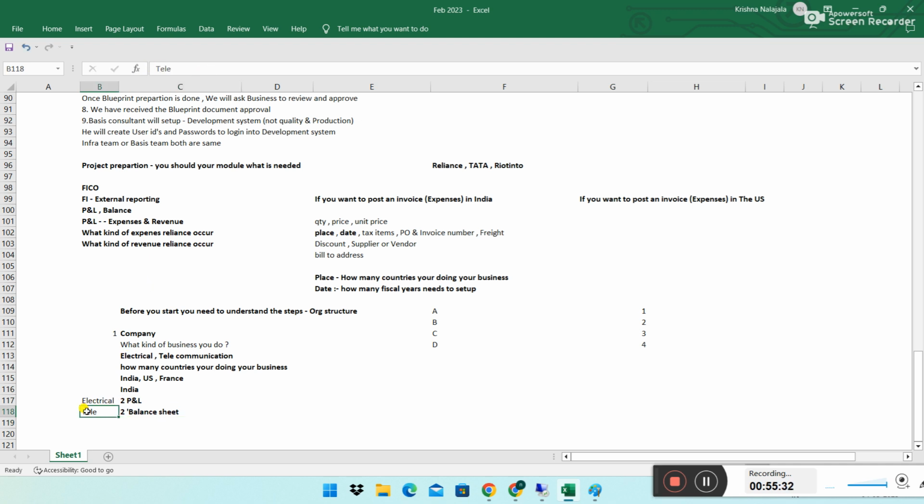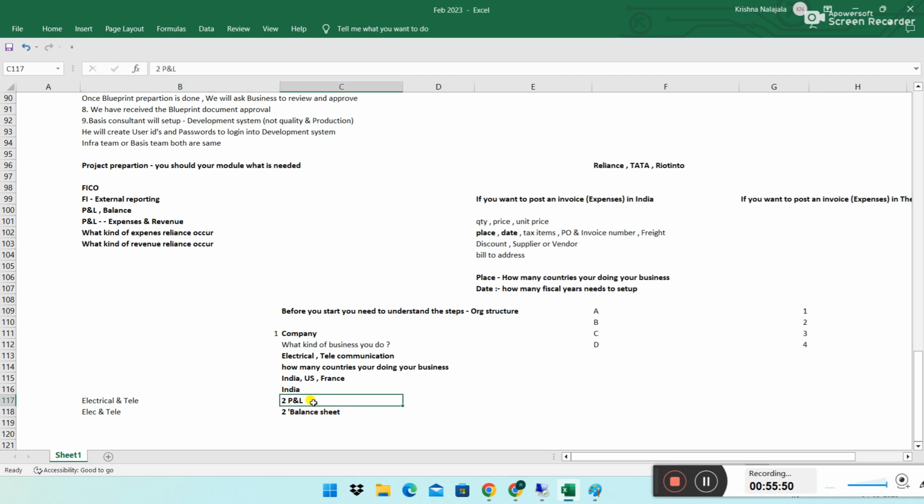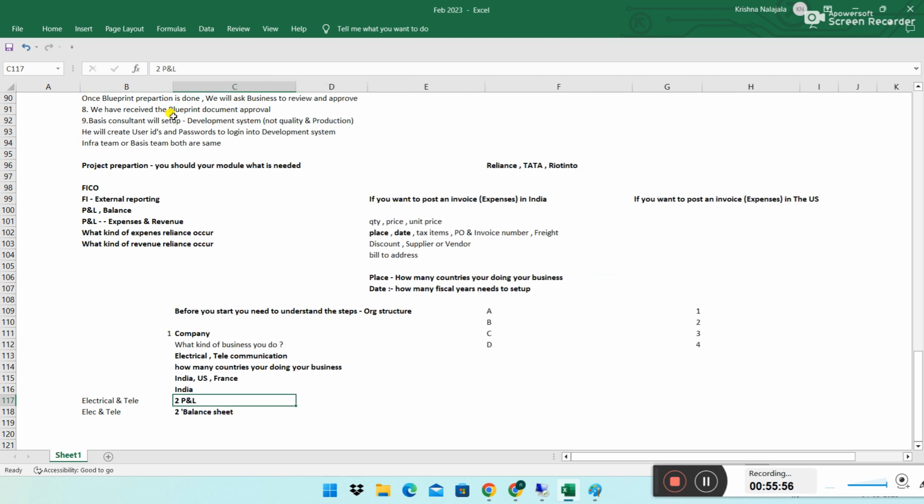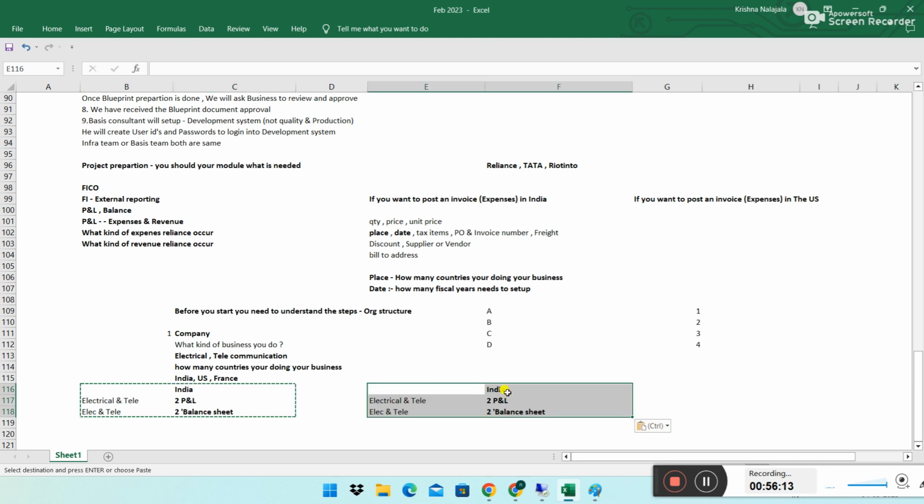Each way we have one for tele, and maybe I'll combine electric and tele here, and this is also electric and tele. You see, we need to have two P&L accounts in each country. One is for the electrical business, one is for telecommunications. Likewise, we need two balance sheets, one for electrical and one for telecommunication, right? This does not stop here. Whatever business you do, these external reports you have to submit to the Indian Income Tax Department. Likewise, you have to do the same for the other countries also, right?